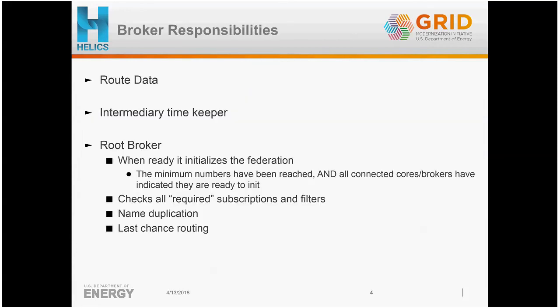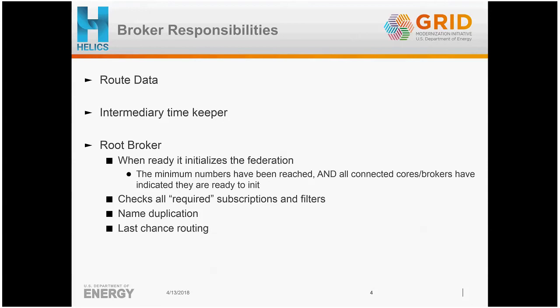So a broker has a couple responsibilities. Its main function once the federation is actually executing is to route data between different cores and federates. Inside Helix there's a message structure that gets passed around, and all messages inside Helix are mapped onto the structure. The broker basically routes the data from wherever it receives it to wherever it's supposed to go. And this can be done in multiple different layers, so it can hop between layers and doesn't have to route to a higher layer but can route back down.